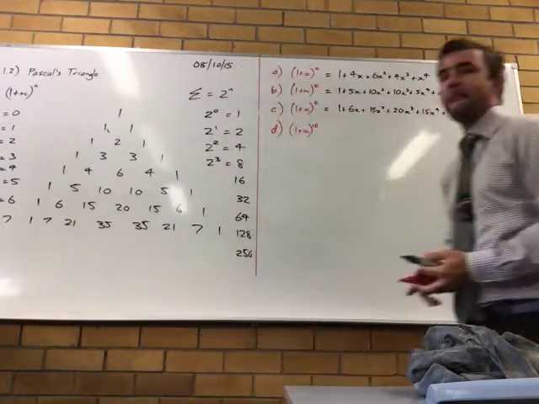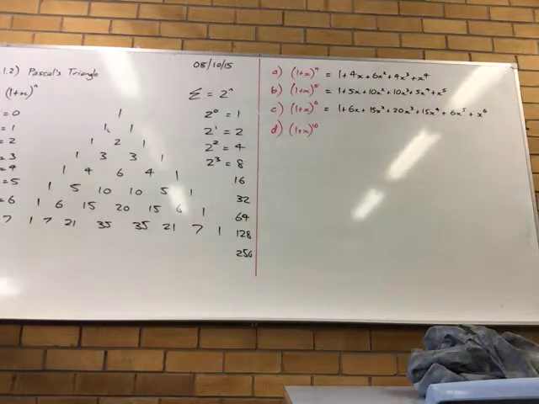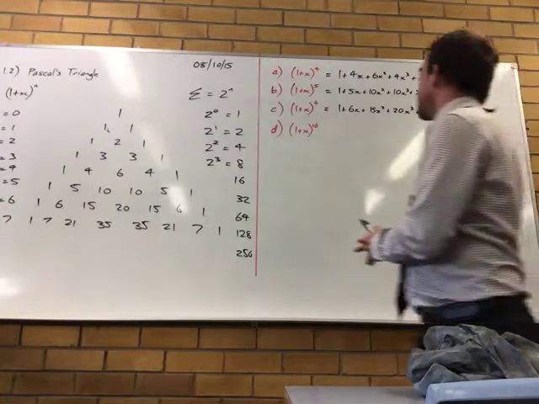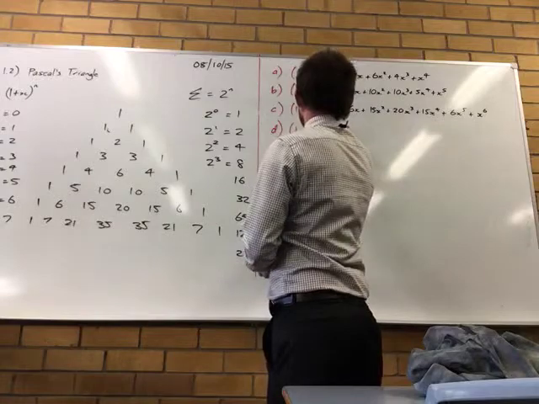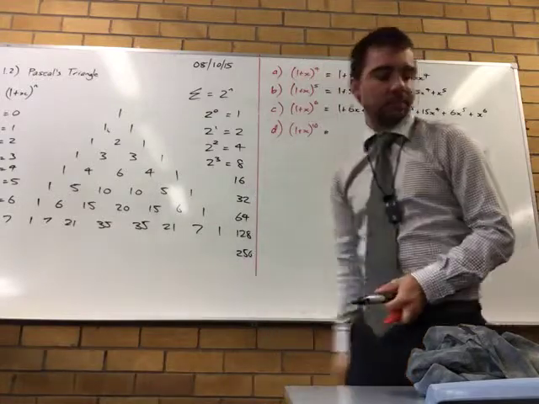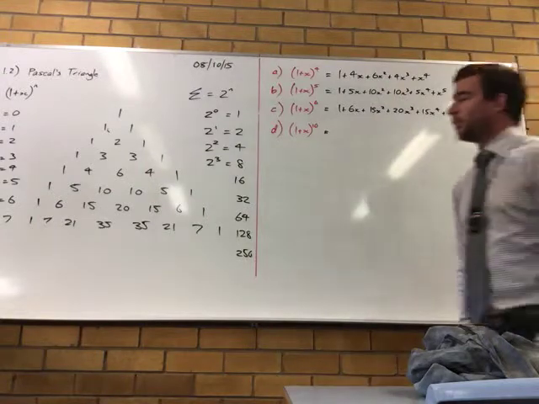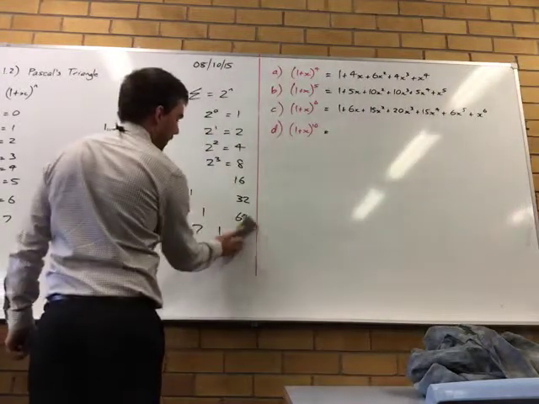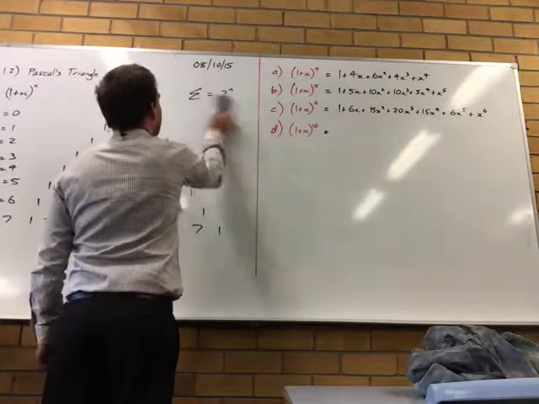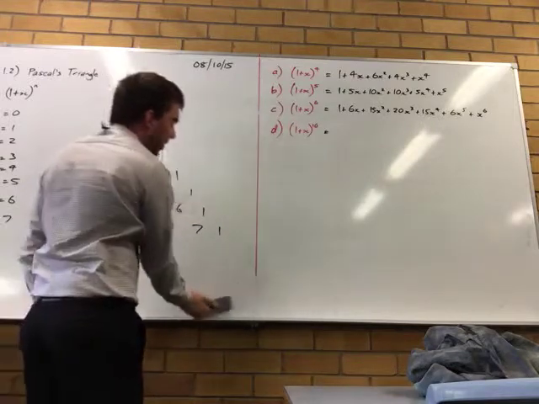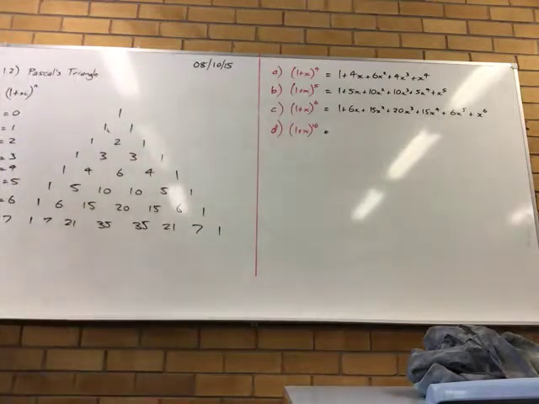Right, (1 + x)^10. We need to do a bit of work first. Okay, so before we can get at the 10th row, we need to have the 9th row. To get the 9th row, we need the 8th row. To get the 8th row, we need the 7th row. What we got here. Okay.